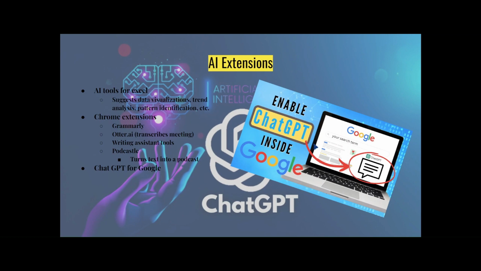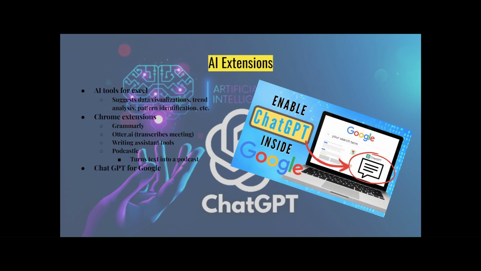And of course, we can't leave ChatGPT out. It's growing. ChatGPT 4, I believe, is the new one. It's not really available unless you pay for it, but there is an extension for ChatGPT, so you can put that extension in your Google.